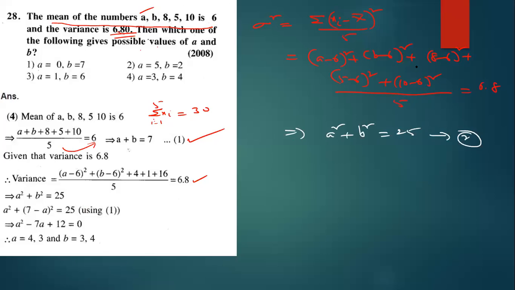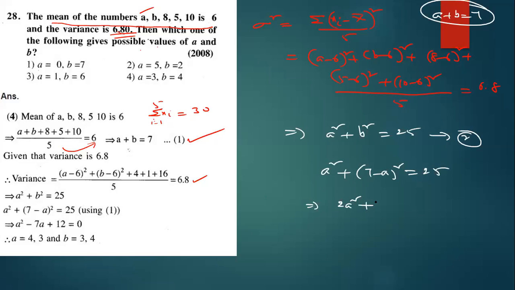This is equation 2. For the first equation, a plus b is equal to 7. So solve them. a square plus (7 minus a) whole square is equal to 25. The condition is given. a square plus a square is 2a square. Like that you can simplify: 49 minus 14a is equal to 25. So a square minus 7a, how much is coming? 24. That means a is equal to 4 comma 3. b can be the reverse.